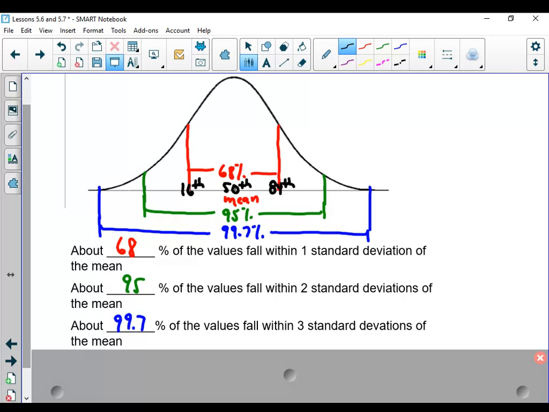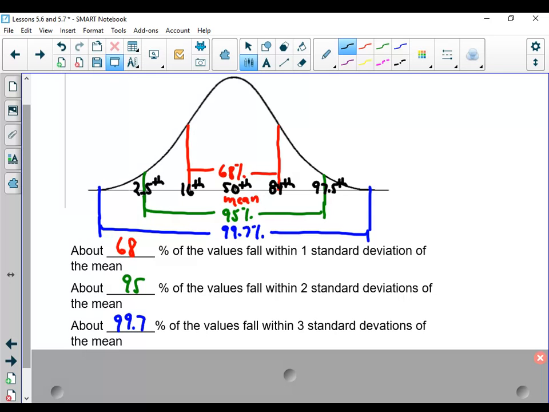If I take the 95%, I cut it in half, well, that's 47.5 on each side. So that means this is the 97.5 percentile. And this would be 2.5 percentile. So again, remember what that means. That means only 2.5% of my values would be lower than that mark. Or over here, 84% of my values would be less than the 84th percentile.